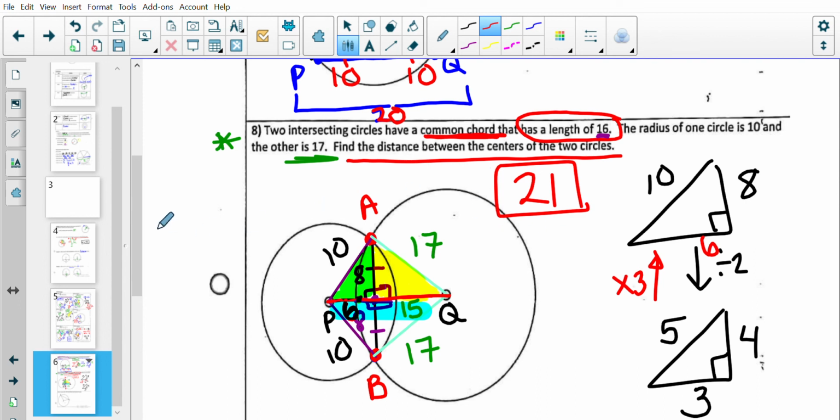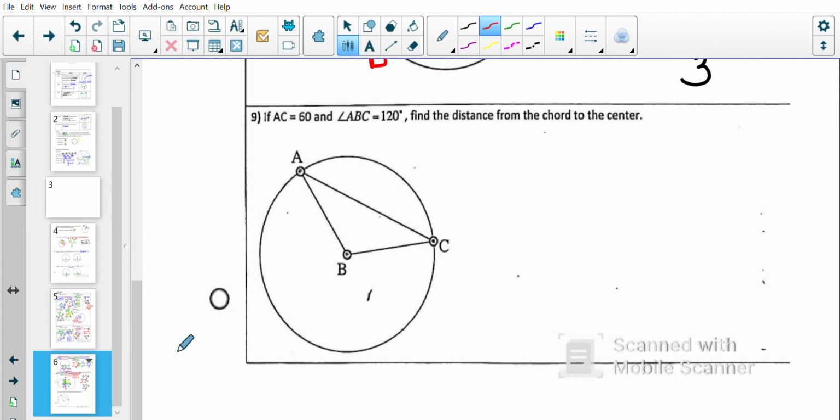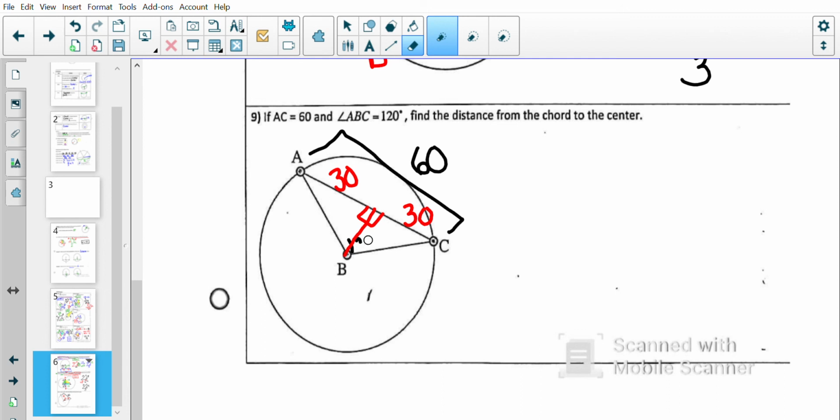Okay, we're going to have one more problem to do, and then we are calling it a day. So here we have, if A to C is 60 units long, angle ABC is 120, find the distance from the chord to the center. So remember, the distance from the center to the chord is the perpendicular. That's going to split that 60 into 2 30s, and that 120 is going to get split into 2 60s.